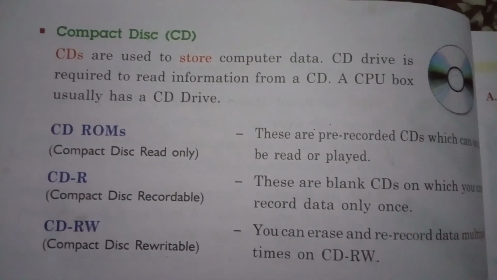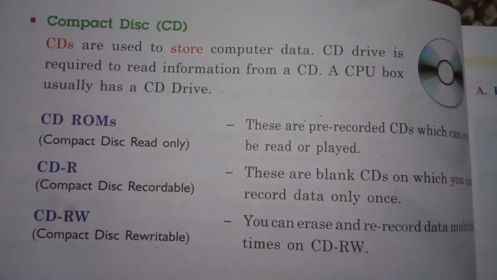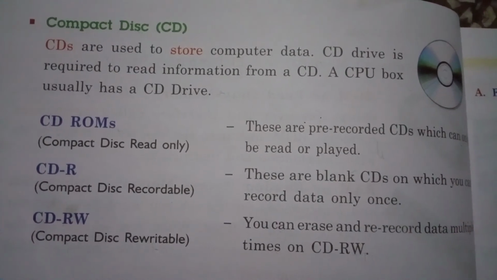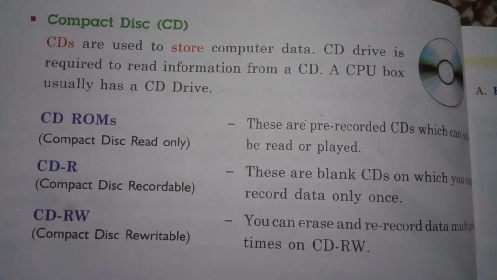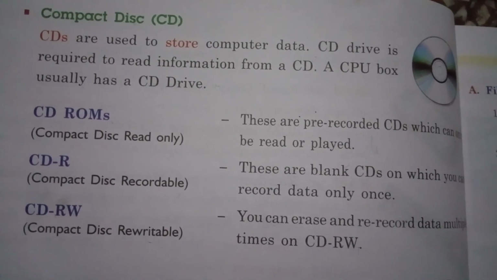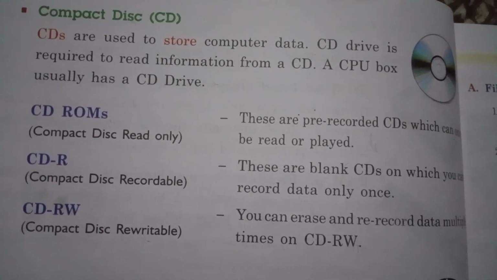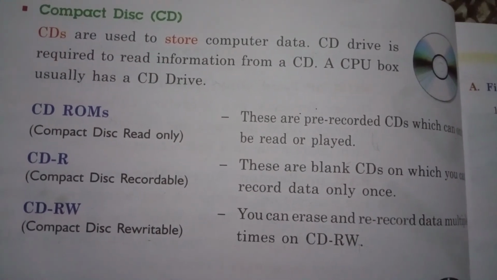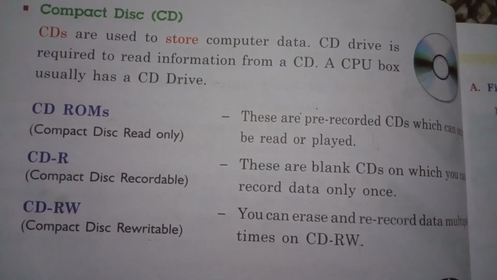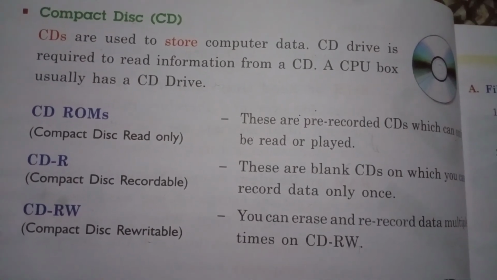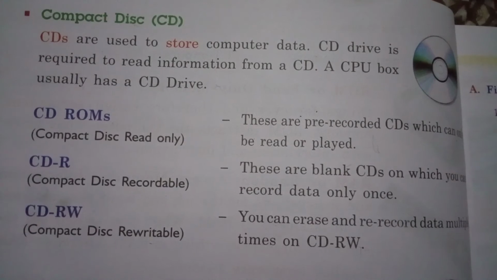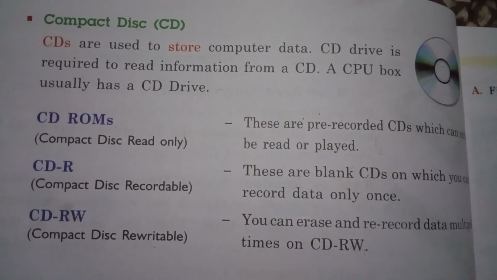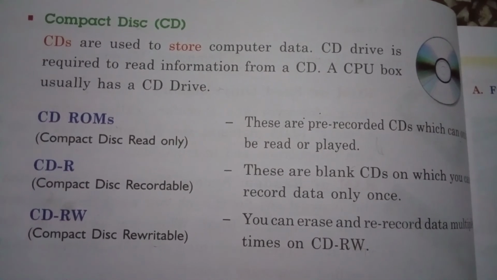Next, CDs are used to store computer data. Compact disc, or CD, is used to store computer data. A CD drive is required to read information from a CD. I have already told you, in the CPU box on the upper side there will be a CD drive, or CD/DVD drive. Why is it needed? To read a CD, we need a CD or DVD drive. A CPU box usually has a CD drive.